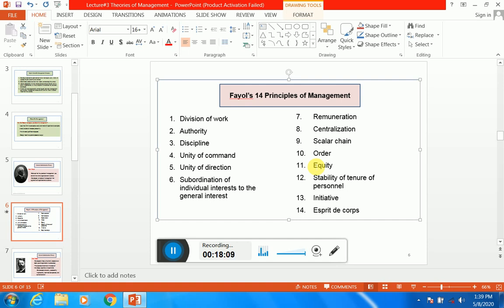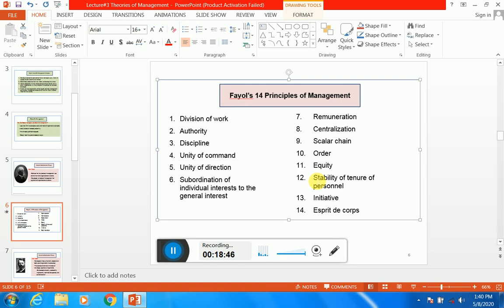Stability of tenure of personnel. It simply means the retention power of the management regarding employees. How long an employee must be retained by the organization or by the management within a setup. It is not only the responsibility of the organization or management to hire employees, but also to retain them. Now what are the different strategies adopted by the management so that they can retain, maintain or sustain employees within the organization for a long time period?